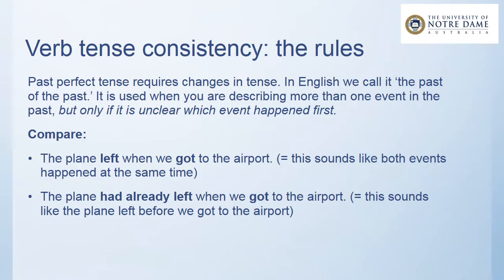What I mean to say is, the plane had already left when we got to the airport. In this case, my meaning is, the plane left before we got to the airport. Before we got to the airport, the plane had already left. The plane had already left when we got to the airport. I need to use the past perfect here, otherwise it will not be clear which event happened first.